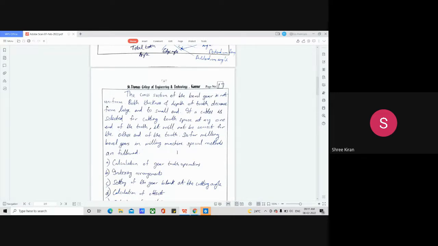For this, the dividing head spindle is tilted to an angle equal to the cutting angle. So for milling a bevel gear, the root line of the gear must be made parallel to the table. For this, the dividing head spindle is tilted to the cutting angle. This is what happens in the case of setting the gear blank at the cutting angle.